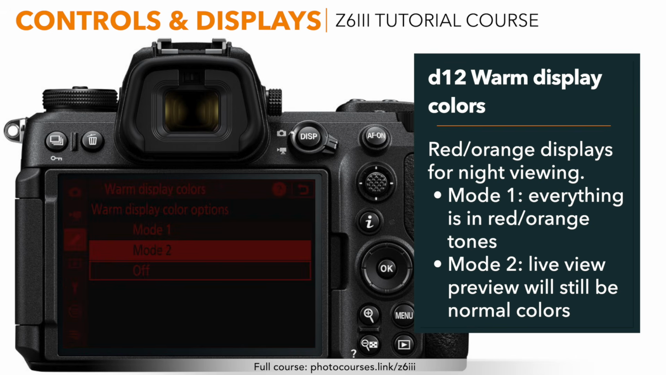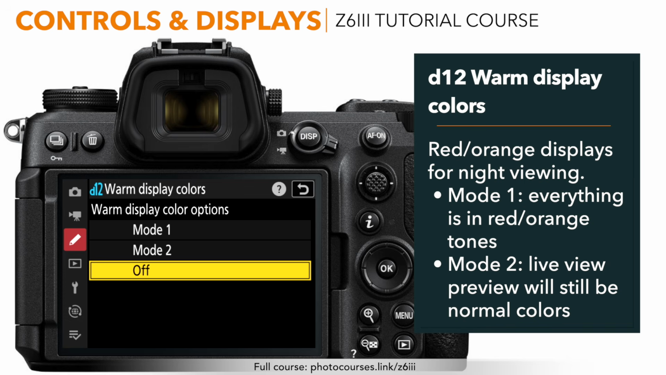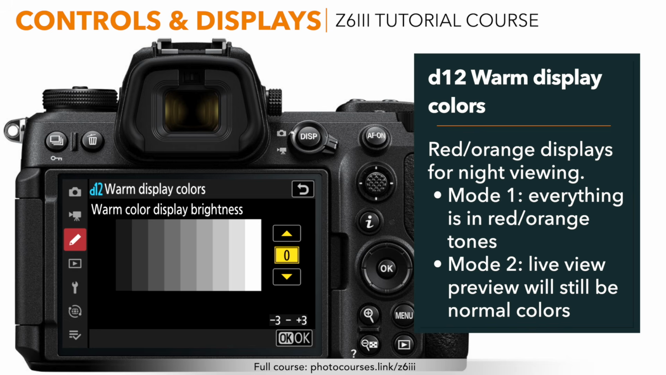Mode 2 is like Mode 1, except that the live view preview, the scene in front of you, is not going to be altered. That is still going to be in normal color, but all of the other symbols on the screen are going to be that red color. You can also change the brightness of the warm display setting in this menu for when you enable it.